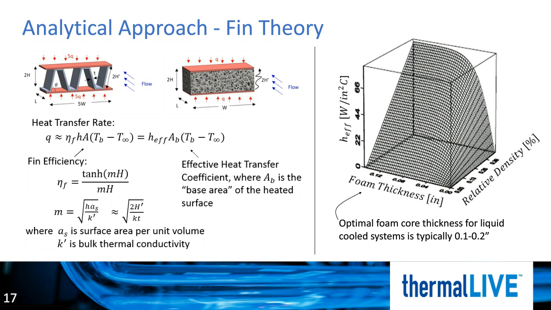A foam configuration with an effective heat transfer coefficient of 50 watts per square inch per degree C would pull out 1 kilowatt of heat per square inch given a 20-degree temperature difference. And this is just with single-phase liquid cooling. Another thing to note is that for liquid-cooled systems, the optimal fin height of the foam core is usually on the order of 0.1 inches, since beyond that point, performance saturates due to fin efficiency effects.